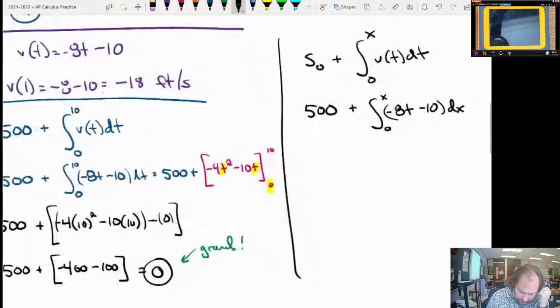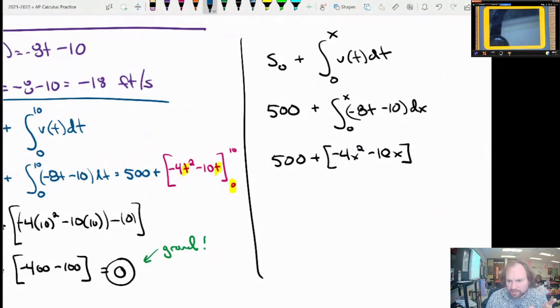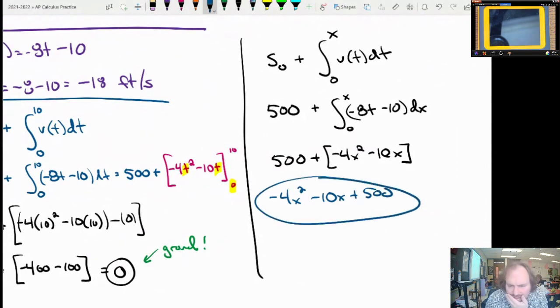And so if we actually were to evaluate this, we could take the work we did and take the antiderivative. Let's go even further. It would be 500 plus negative 4x squared minus 10x. And you could even, from here, make it a parabola if you wanted to. It'd be negative 4x squared minus 10x plus 500. There you go. That's the more general version of what we did in the previous problem.